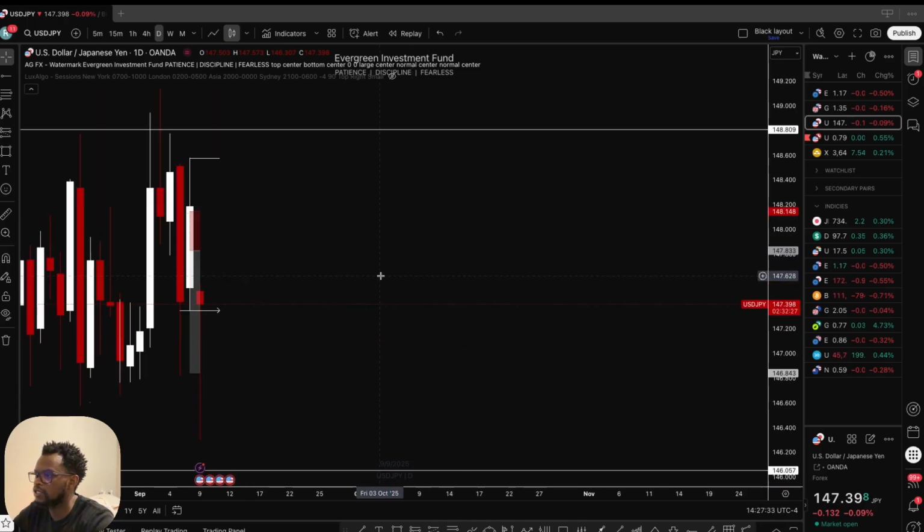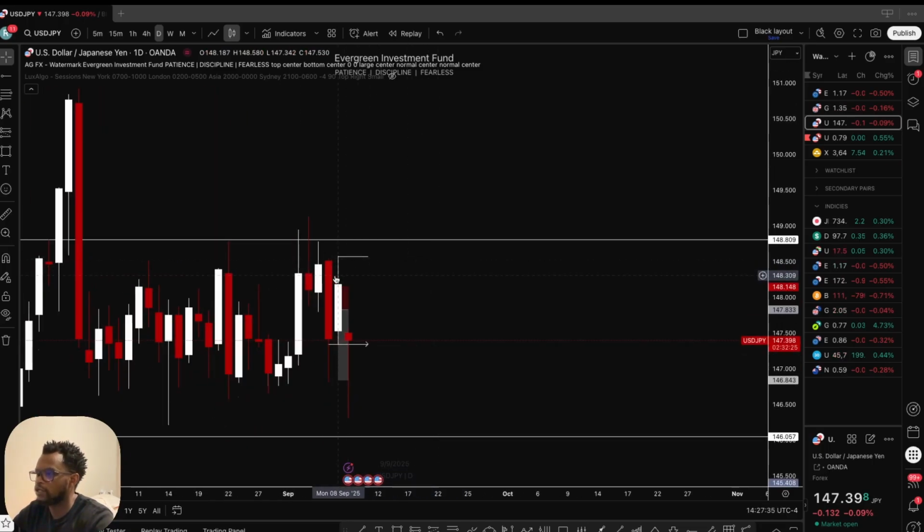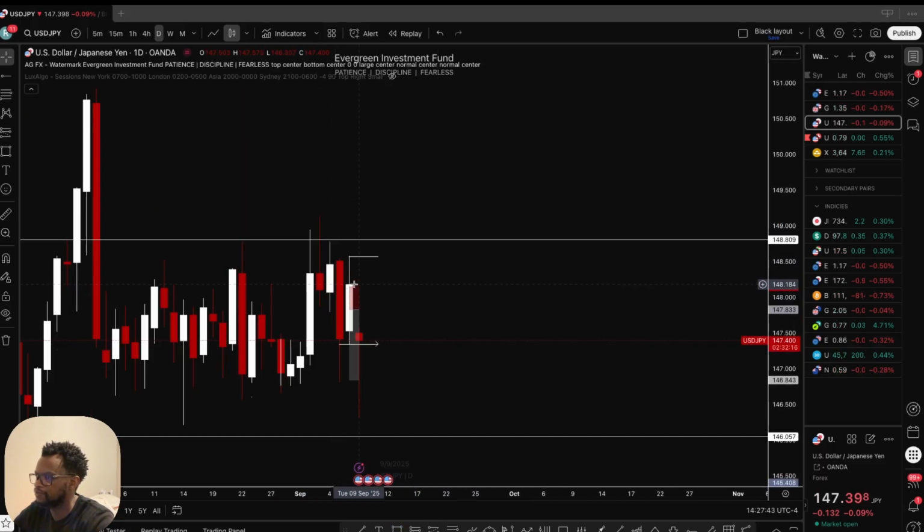So on this daily chart, I just want to show you, obviously this is Friday's candle, this red candle here. So what happened is Monday opened with a gap. Friday closed very bearish, Monday opened with a gap, and then we took Friday highs, right?